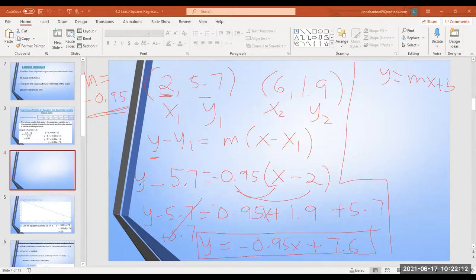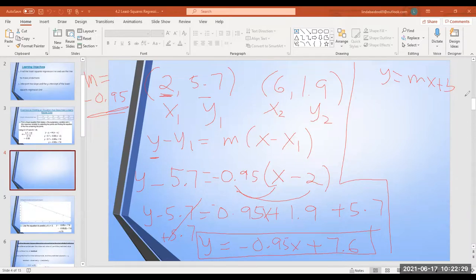We want y to be by itself. We want our answer to look like this. So we had to move this away by adding it to both sides. And that gave us negative 0.95x. When we added, we got 7.6. That is one way of finding the equation of the line.